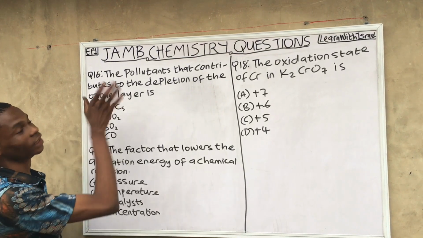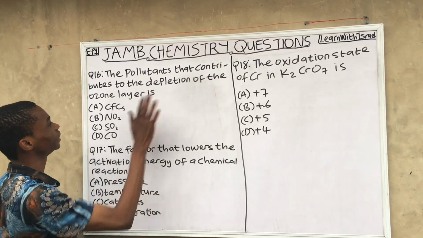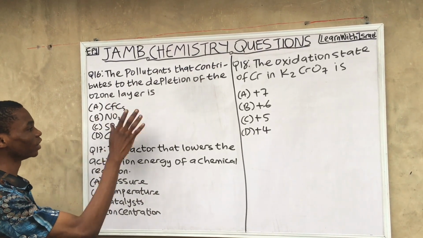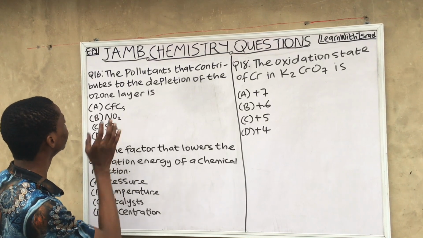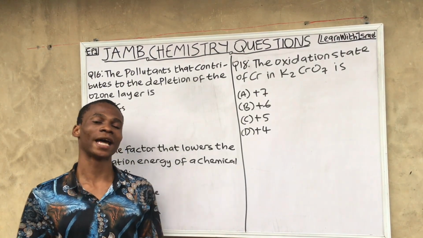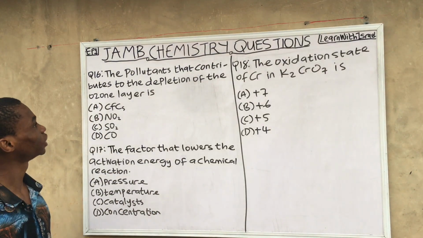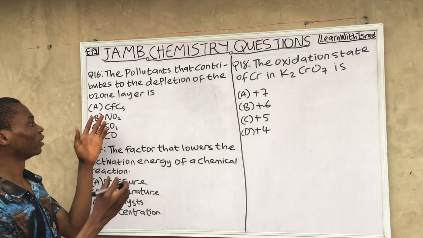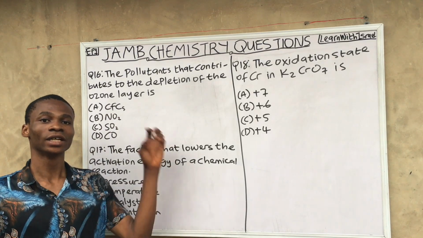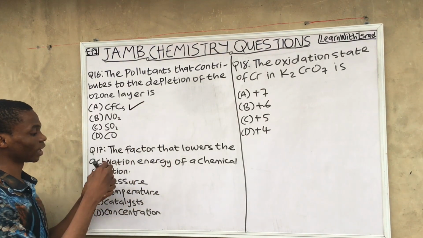Question 16. The pollutant that contributes to the depletion of the ozone layer is: A, CFC; B, NO2; C, SO2; D, CO. CFC, found in refrigerators and air conditioners, is the pollutant that contributes to depletion of the ozone layer. So what's the meaning of CFC? CFC is chlorofluorocarbon. So option A is the correct answer.